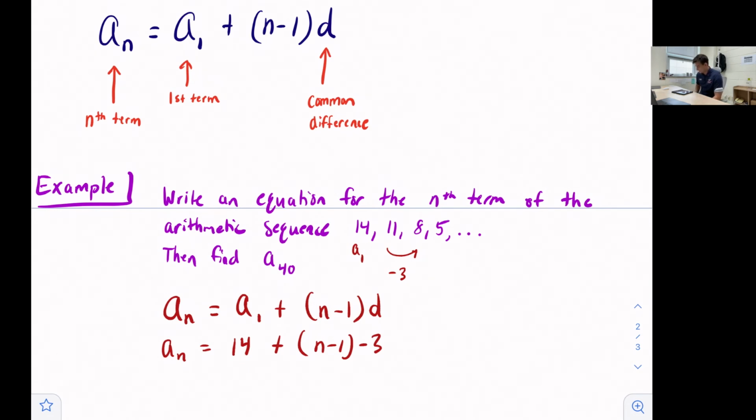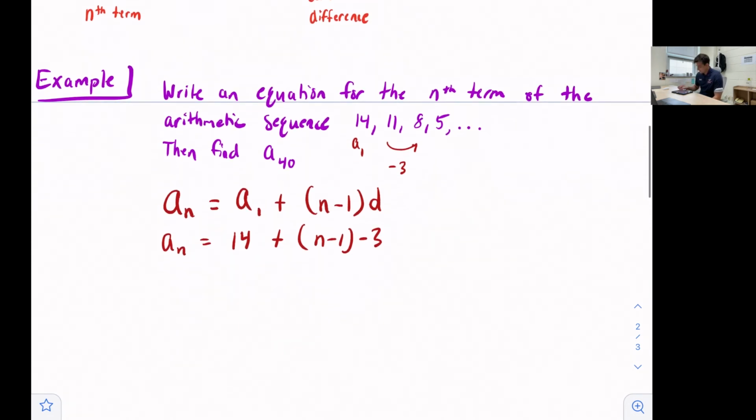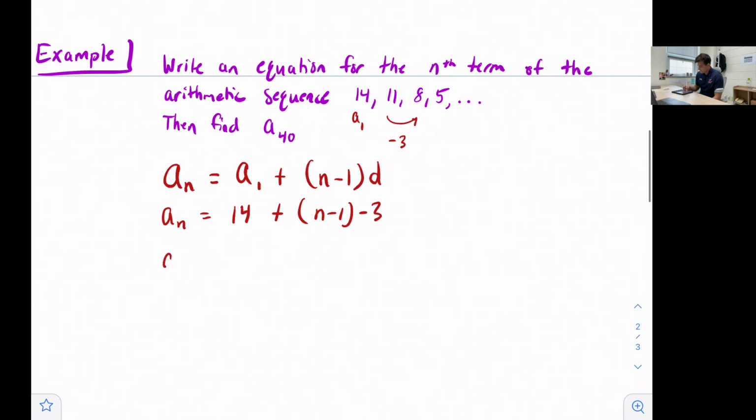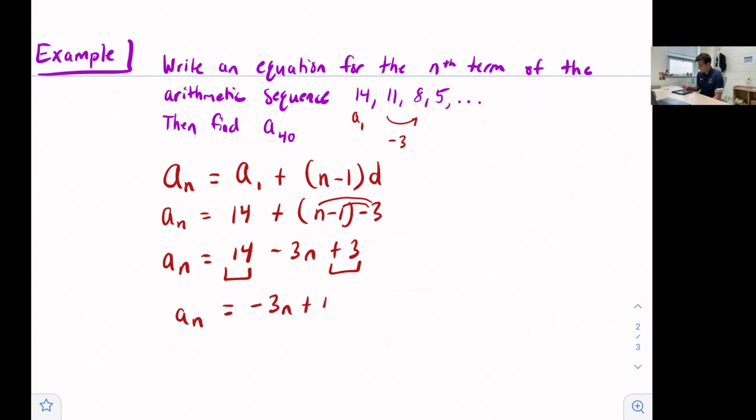Now we just simplify this. We'll scroll down a little bit. We're going to say A sub n equals 14, and now we can distribute this negative 3. So this would be negative 3n and then plus 3. Now we can do 14 plus 3. So our final equation, we can say A sub n equals negative 3n plus 17. And that would be our equation for the nth term.